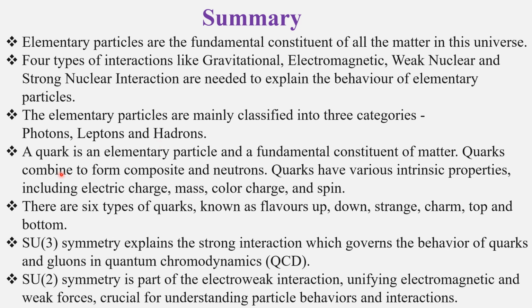And a quark is nothing but an elementary particle and also a fundamental constituent of matter. Quarks combine to form composite particles like protons and neutrons. Quarks have various intrinsic properties including electric charge, mass, color charge, and spin. There are six types of quarks known as flavors: up, down, strange, charm, top, and bottom. We have also seen the standard model of elementary particles and the various combinations of quarks to get the elementary particles.